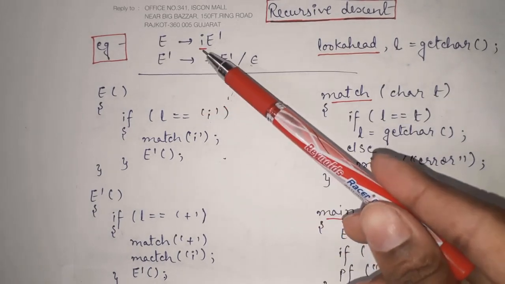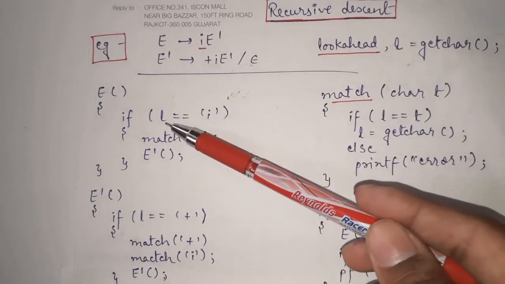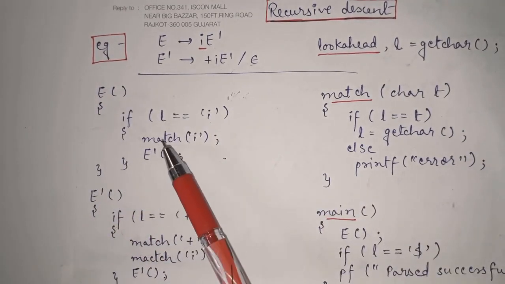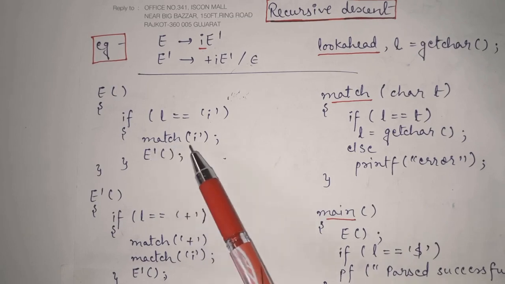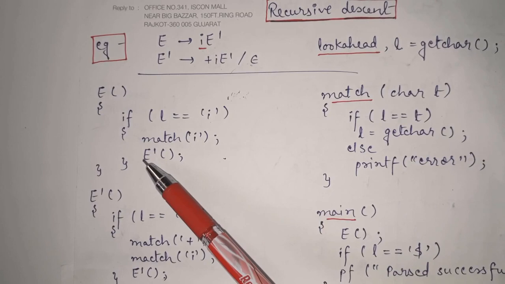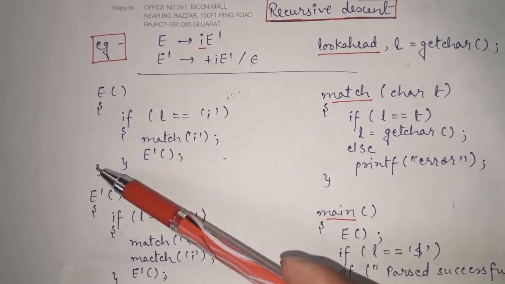So whenever we are getting one terminal small i, we are just comparing with look ahead, and if it is matched, we will be passing it to the match function. So match of i, and then one variable is there, E dash, so we will simply call this variable E dash. Fine. So this is all about E.